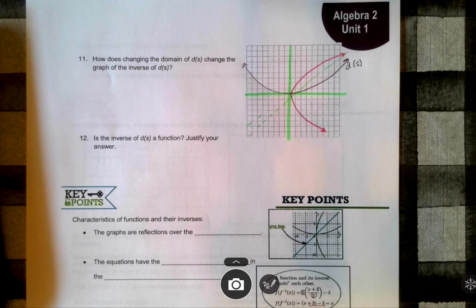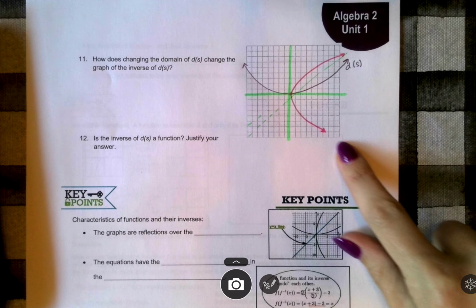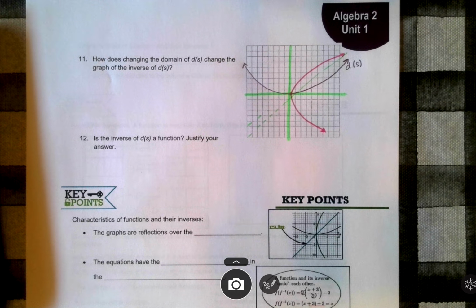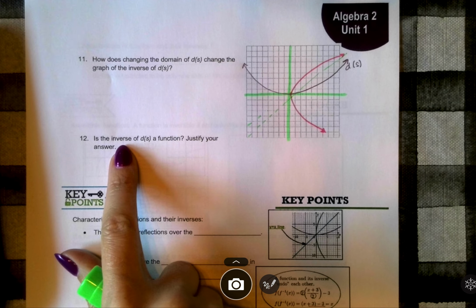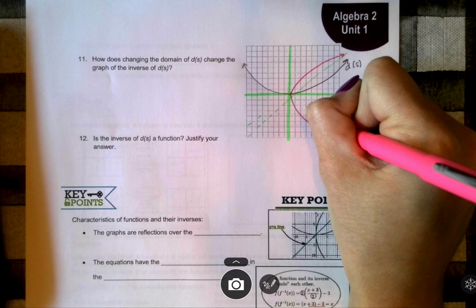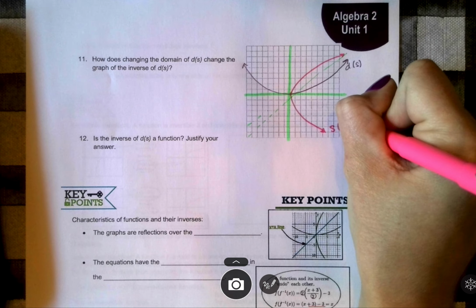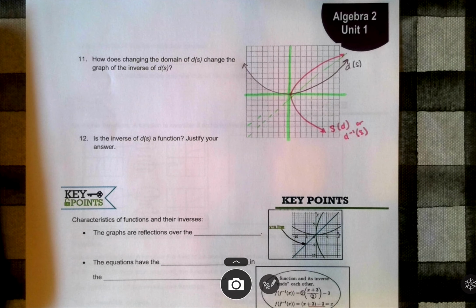And so it changes the graph of the inverse because now I don't only have this piece, I have this bottom piece as well, which is a problem because if you look at number 12, is the inverse of d of s a function? So if I label this pink graph as the inverse of d, is it a function?